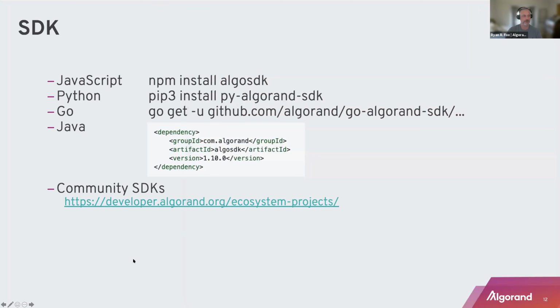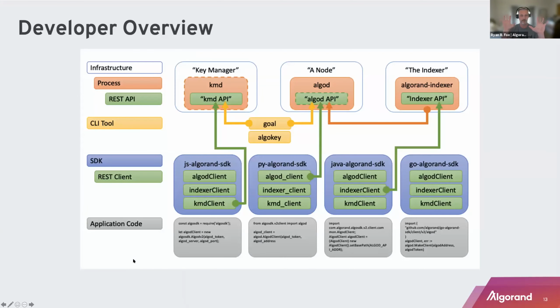That should tell you a lot about what this picture is supposed to represent. Again, the infrastructure at the top, that's all the networking components. That's where the transactions live. That's where they're exchanged. And then we will use tools such as goal in order to interface with those, or we will use our SDKs and the clients therein to interface back up the stack.